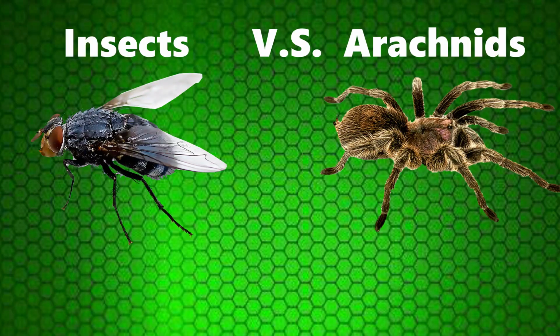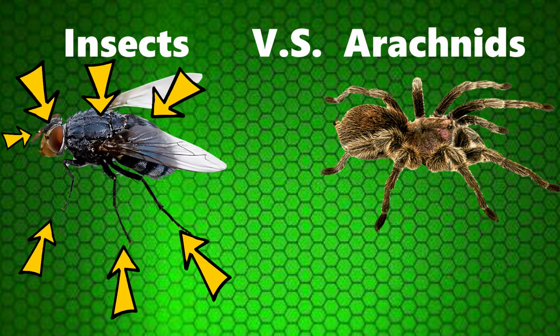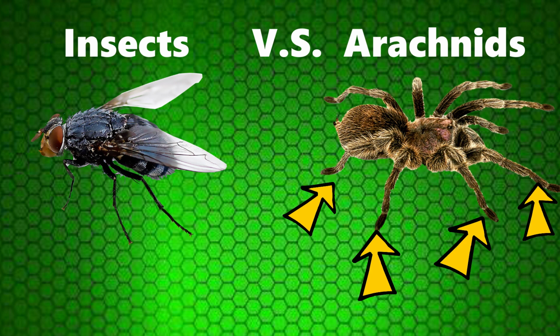Insects and arachnids both belong in phylum Arthropoda, but they are quite different from each other. Insects, like flies and praying mantises, have 3 pairs of legs, 3 main body parts, and 1 pair of antennae. Arachnids, like spiders and scorpions, however, have 4 pairs of legs, 2 main body parts, and no antenna.